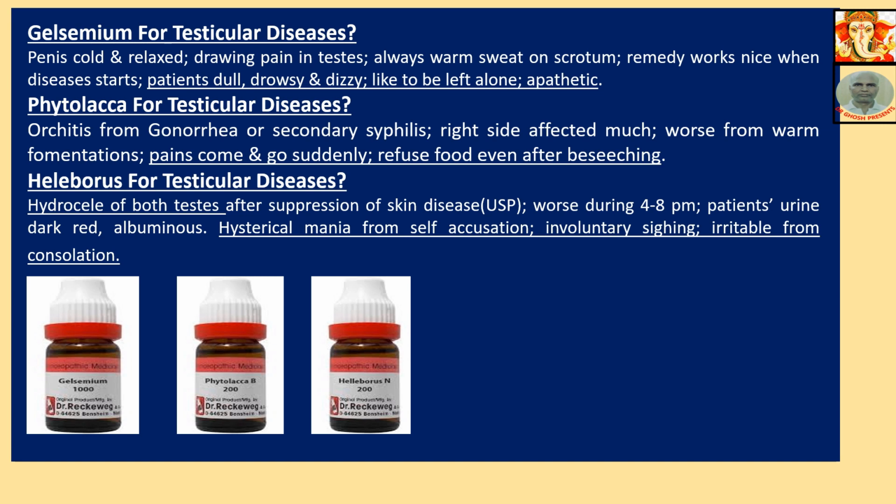Complete general symptom. Phytolacca for testicular diseases, orchitis from gonorrhea or secondary syphilis. Mind this: gonorrhea, secondary syphilis. From this disease, orchitis comes. Then Phytolacca. Right side affected much. Worse from warm fomentation. If you give a warm fomentation, you will get pain more. Pain comes and goes suddenly. Refuses food even after beseeching. This line is general symptom of the Phytolacca patient.